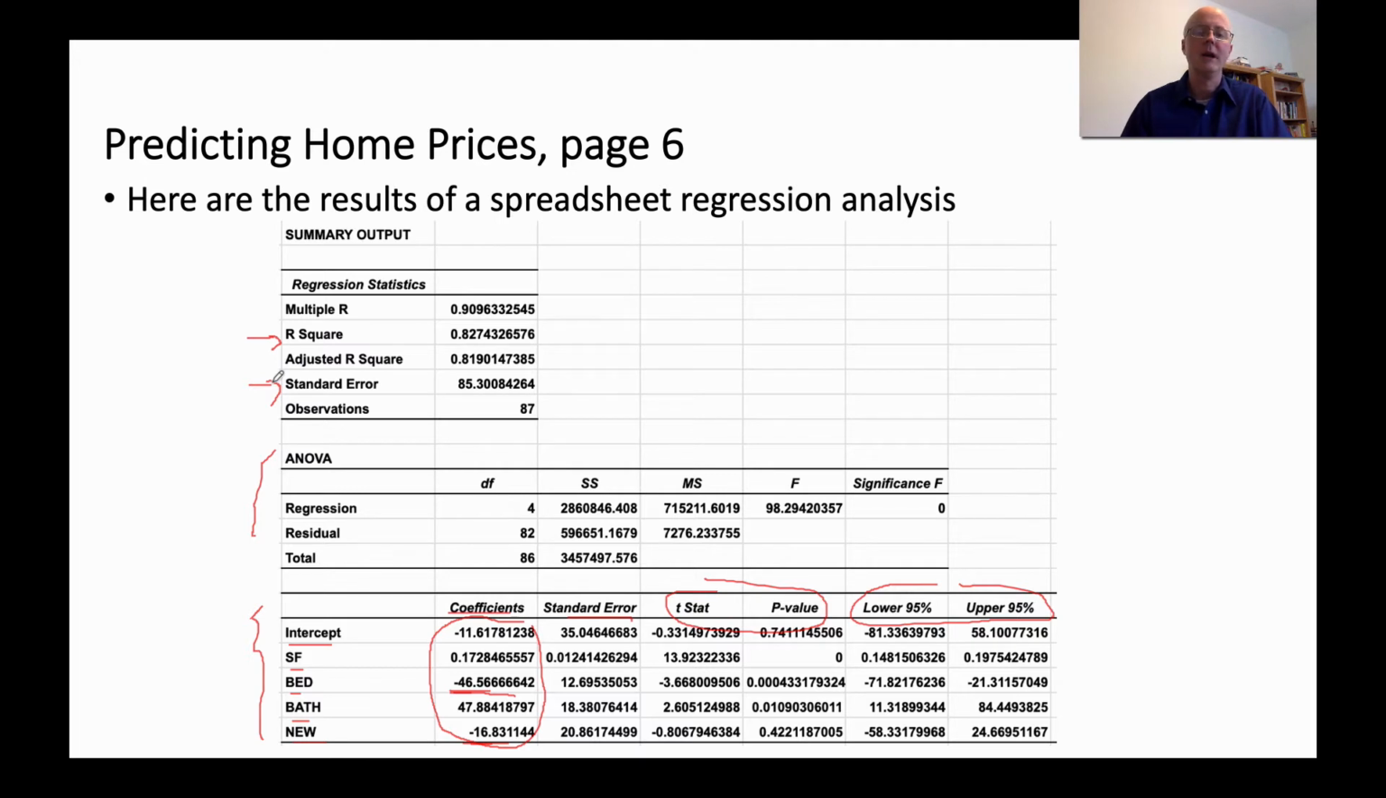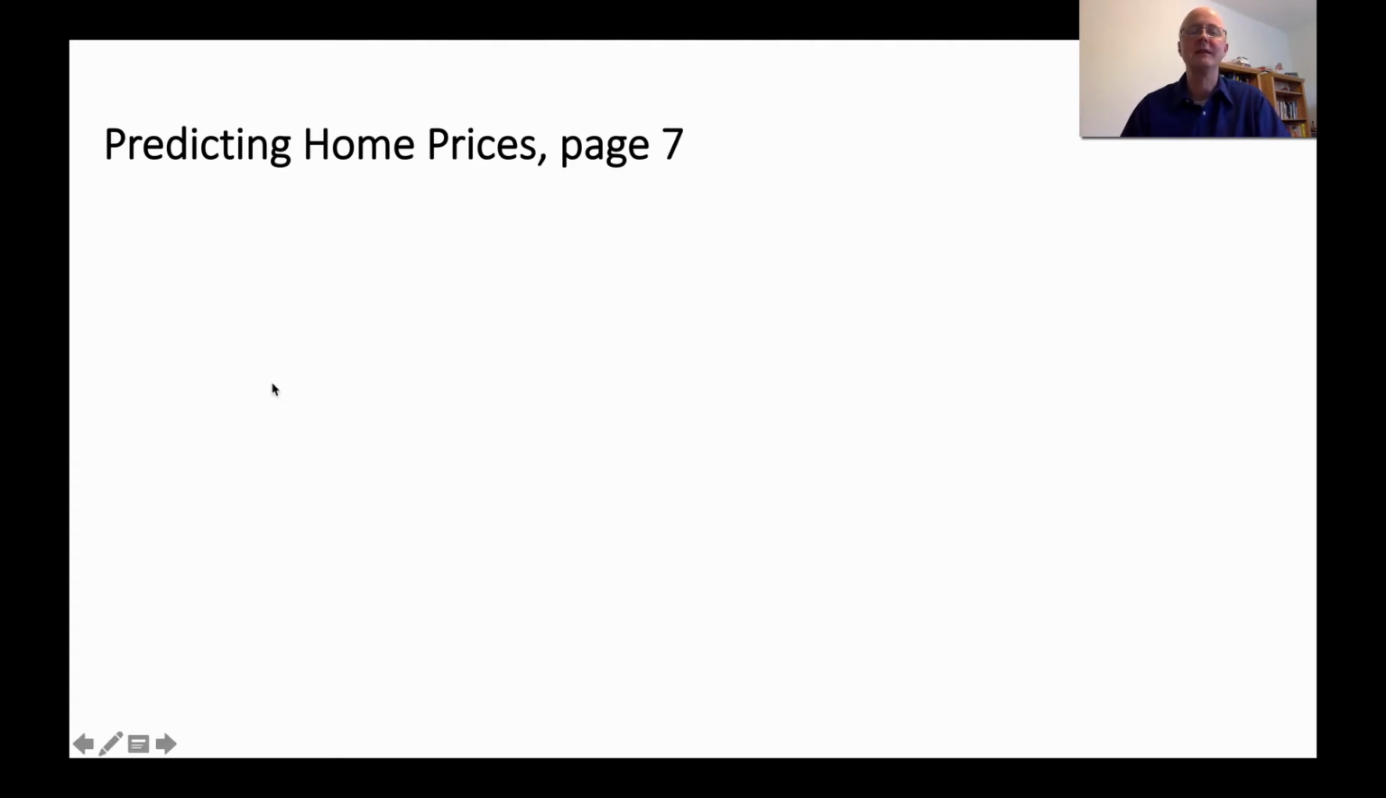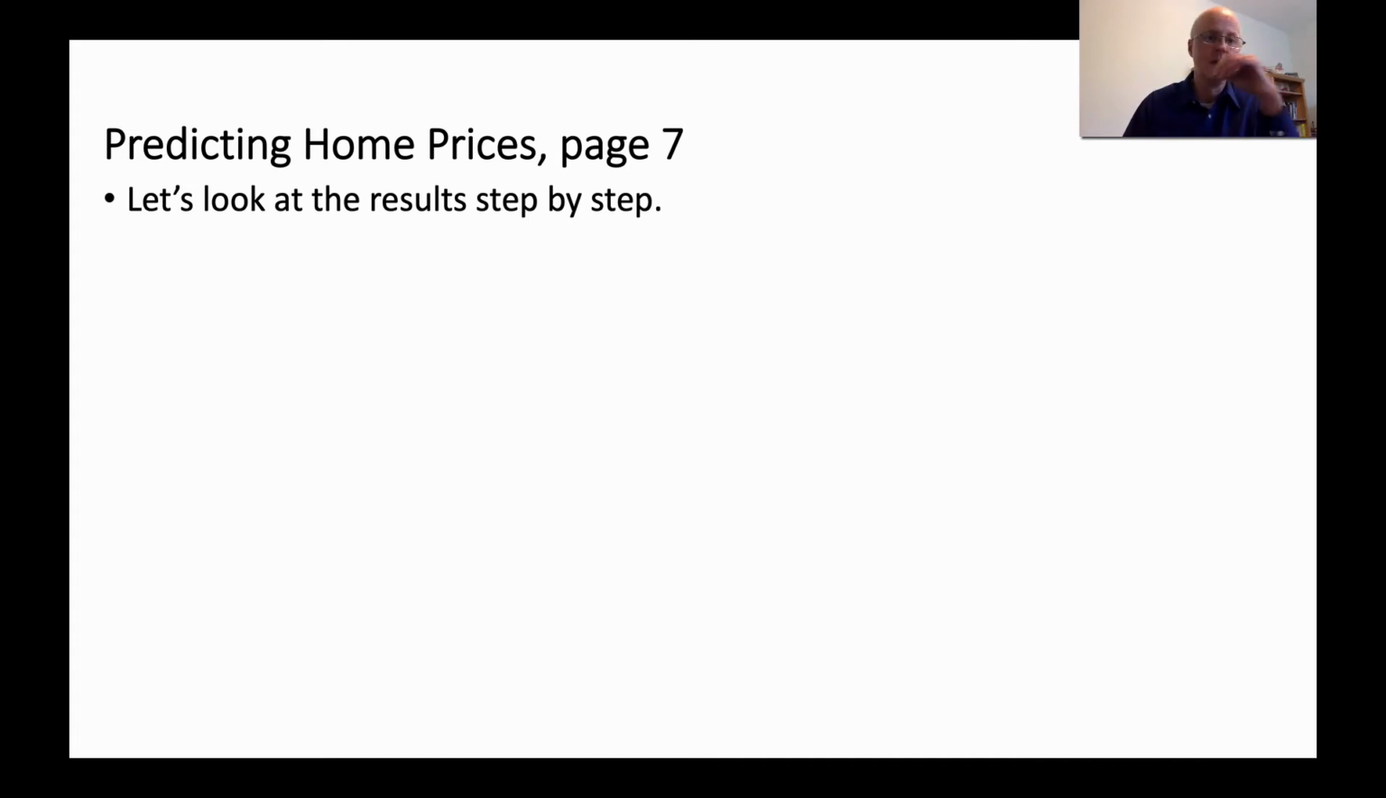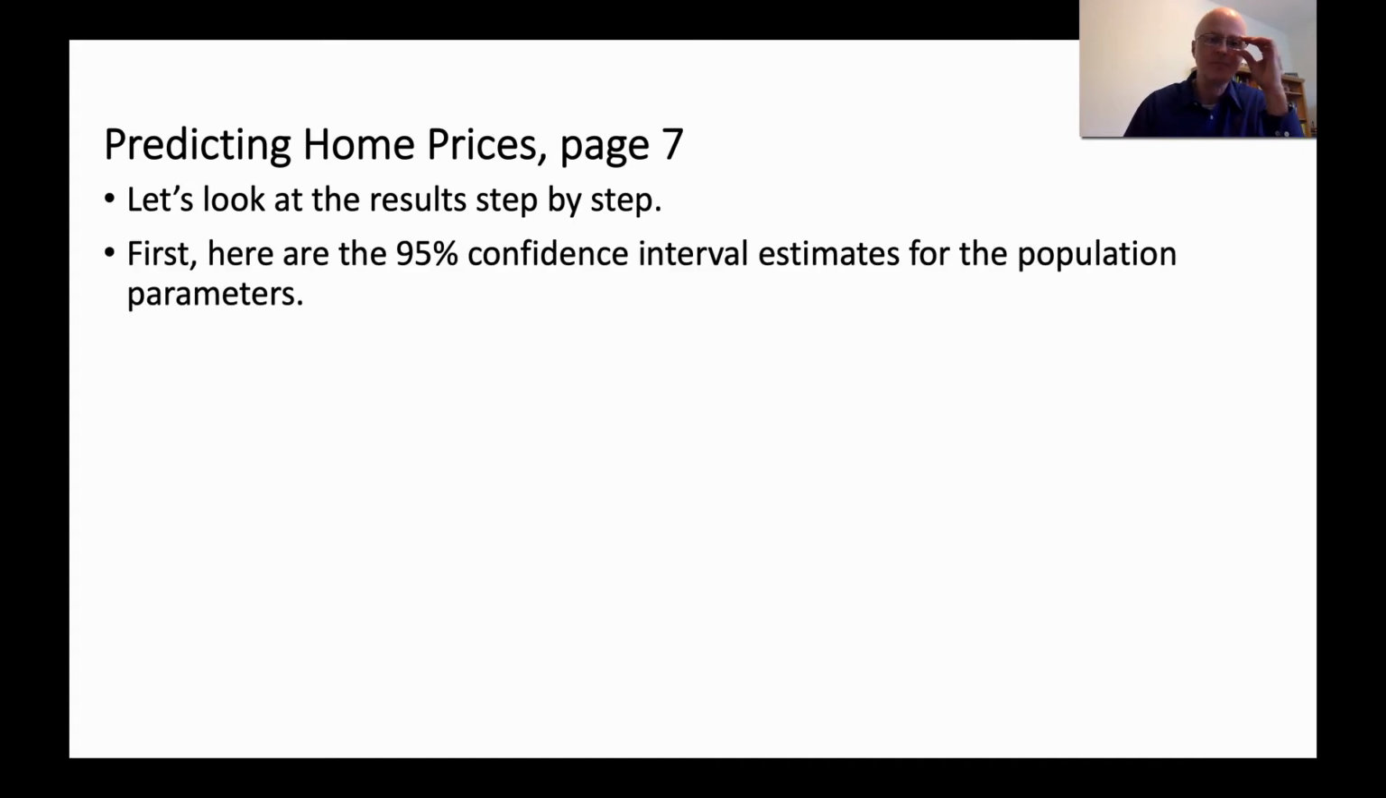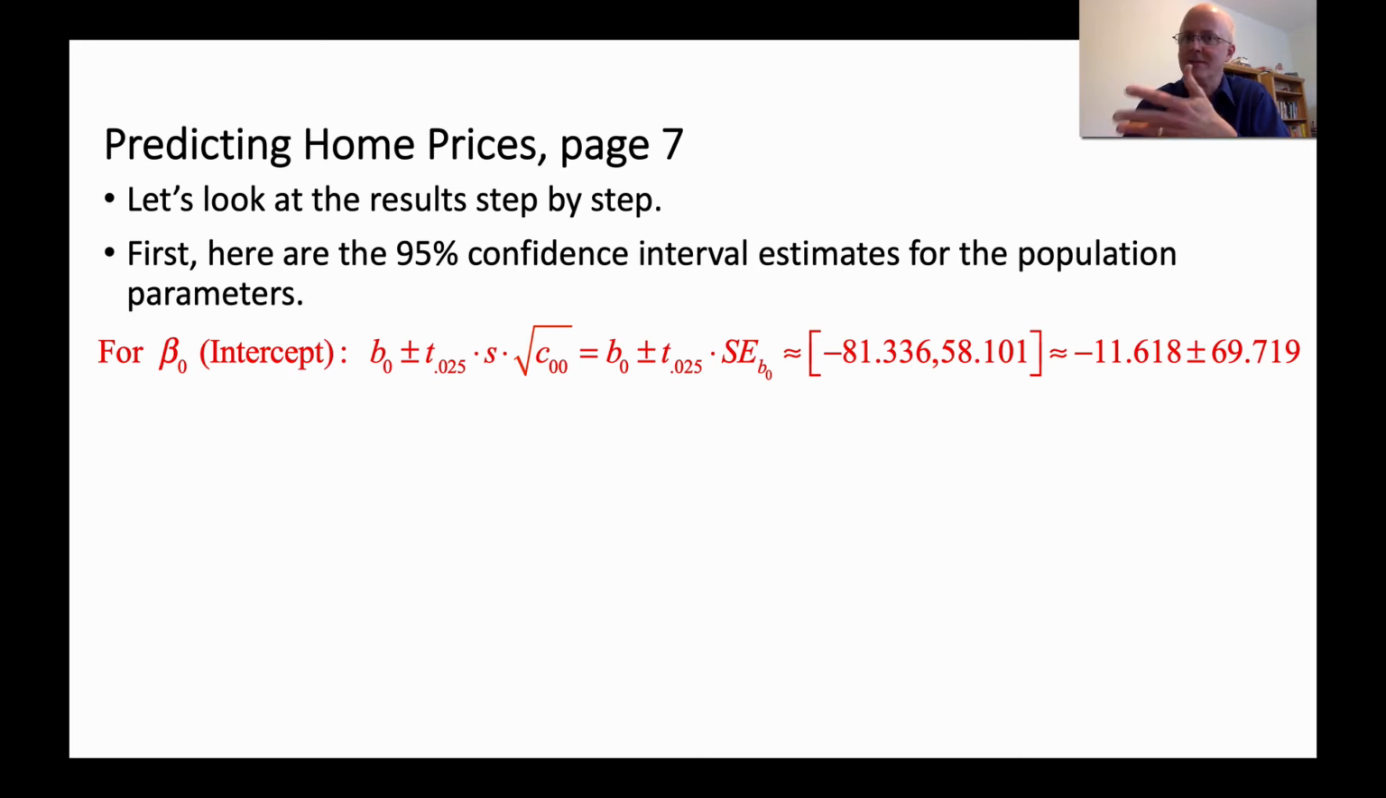All right, and moving on, let's look at the details of the answers more clearly. And now I'm also going to show some formulas. Let's look at the results step by step. First, here are the 95% confidence interval estimates for the population parameters. We have the point estimates. Those were the coefficients, B0, B1 through B4. But those are point estimates. Usually you want confidence intervals with statistics when you're doing inference, because you shouldn't expect the sample statistics to equal the population parameters exactly. You want some cushion.